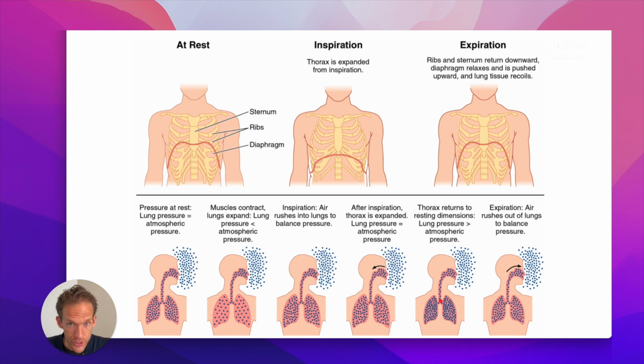For expiration, you have to do the opposite. So basically, you reduce the volume of your chest, which will then increase the pressure inside the lungs, and air will automatically be pushed out because the air wants to flow from the high pressure to the lower pressure in order to make it equal again.